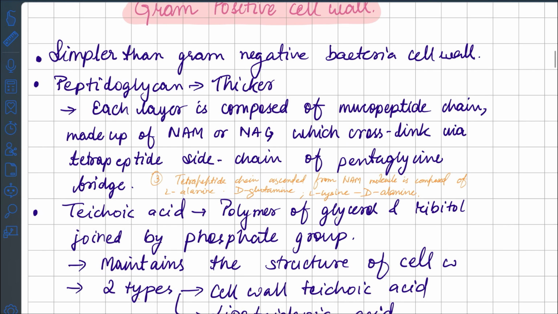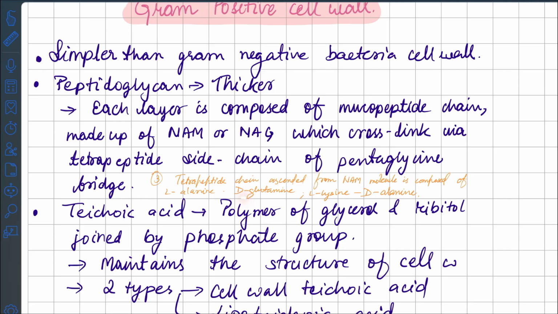Also, the other statement here says that the tetrapeptide chain ascends from the NAM molecule. It is composed of L-alanine, D-glutamine, L-lysine and D-alanine. You don't really have to remember these in detail, but just know about them, so it will be easier for you to write the differences between gram-positive and gram-negative bacteria.